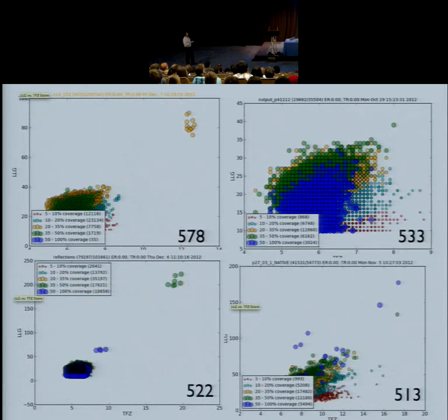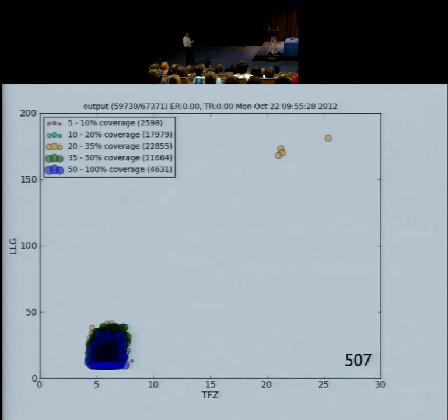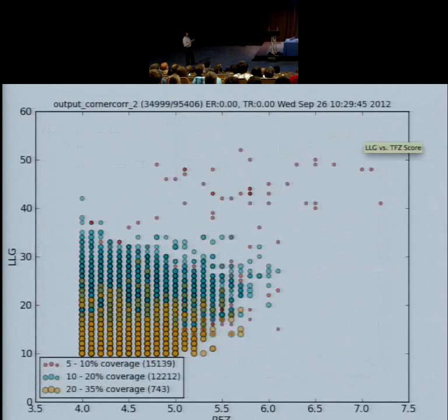family of domains. This is very clean. This one potentially has a correct solution. This one, you get something really high with LLGs of 200, TFZ 20. This one, again, the correct solution. This one is obvious. This one, potentially.